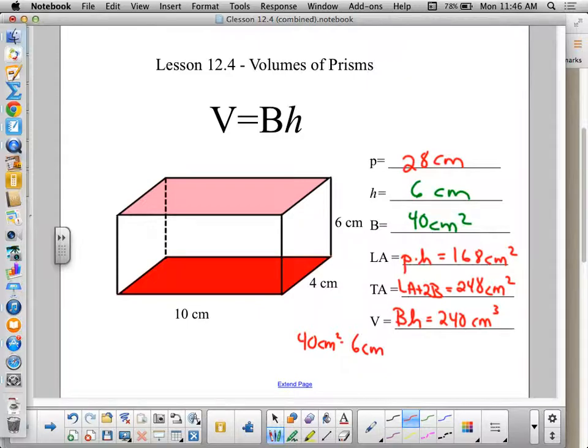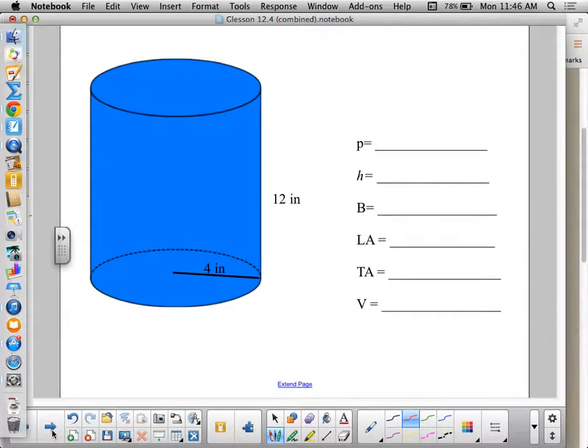Pyramids are definitely more complicated than prisms. Prisms are pretty simple. A cylinder is, for all intents and purposes, a prism. The book does give you separate formulas for cylinders. I do not use separate formulas. I use the same formulas because I figure you know the perimeter of the base is the circumference of the circle. Okay? You know that the area of the base is pi times the radius squared. So the same formulas apply.